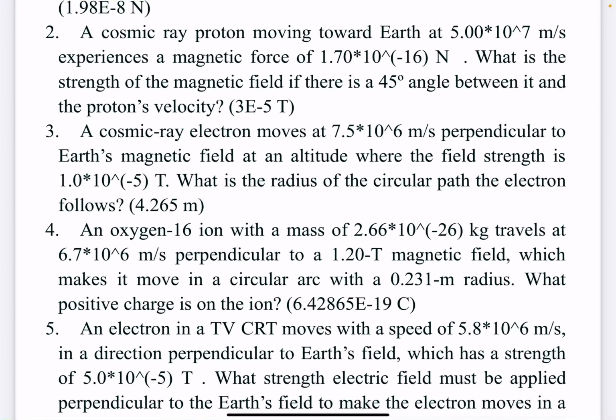Okay, what is next? The next problem is 4. We have oxygen, the mass is given, the speed is given, the magnetic field strength is given, and the radius of the circular arc is given. What is the positive charge on the ion?